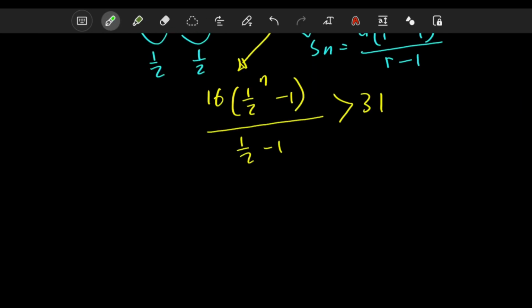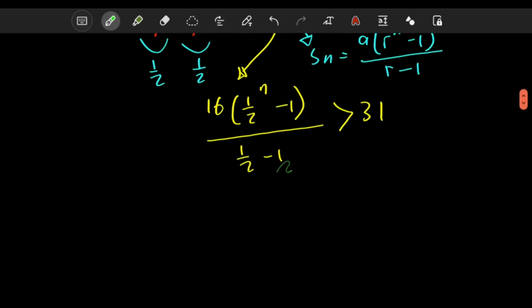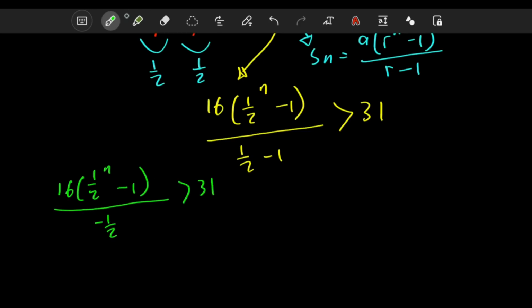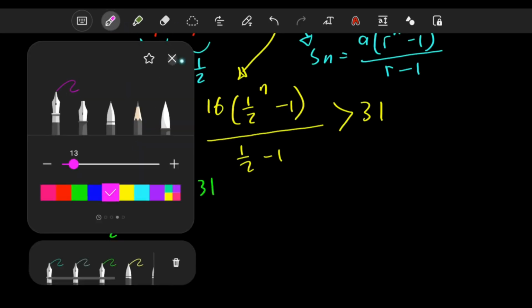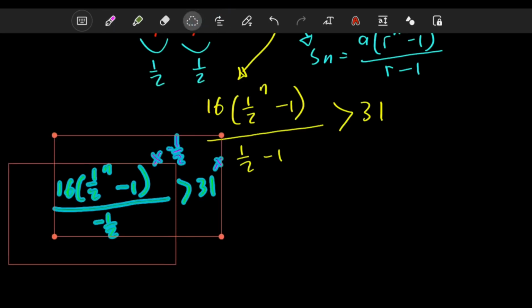So let us do this here. A half minus 1. What is a half minus 1? A half minus 1 is negative a half. So obviously here you're going to have 16 times half to the power of n minus 1, the whole thing over negative a half, and then this is bigger than 31. So the issue here is you're going to be multiplying by a half, to get rid of this negative half here. When you multiply by a half, you don't have to flip over the sign. You only flip over the sign if you're dividing by a half, you see.